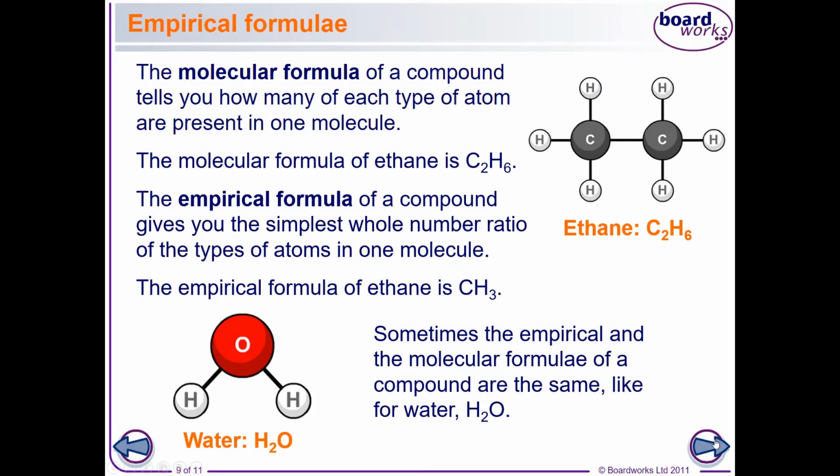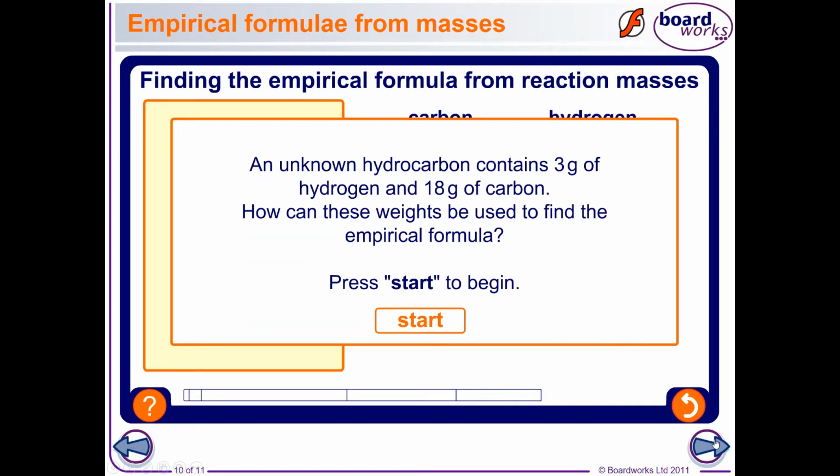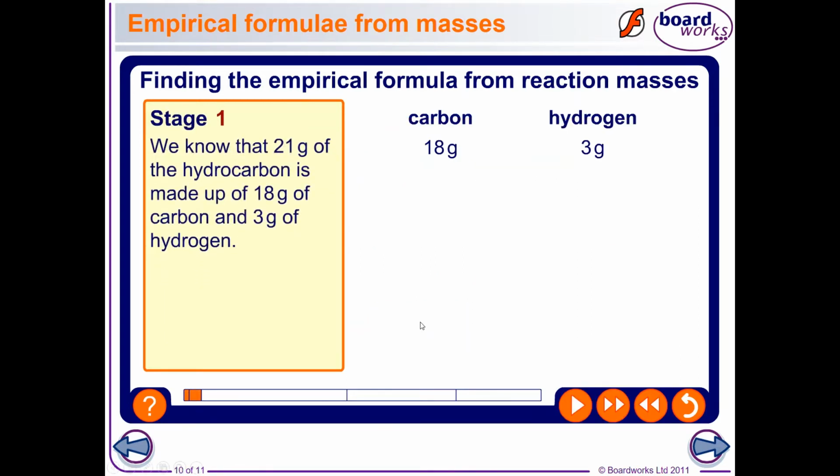So what we're now going to do is have a look at an example using some data. We're going to find the empirical formula using some masses of data that we know of 2 elements that react together. So we've got this question that we know that 21 grams of a particular hydrocarbon is made up of 18 grams of carbon and 3 grams of hydrogen. So you would write carbon and hydrogen at the top and put your values in, 18 and 3.